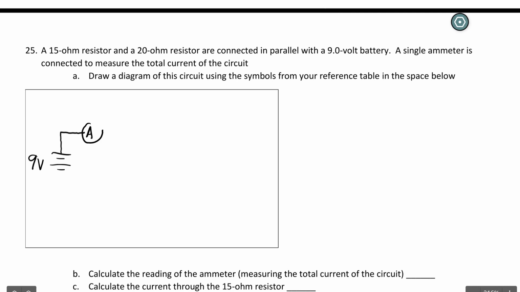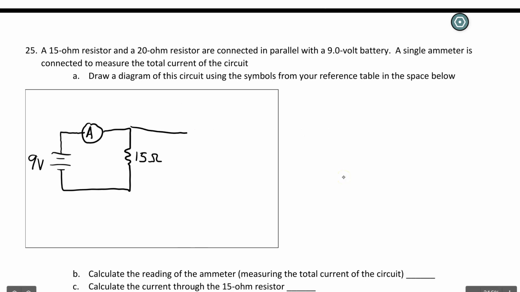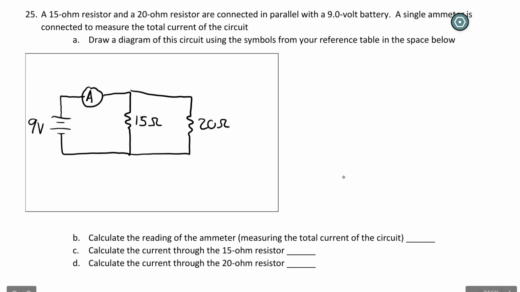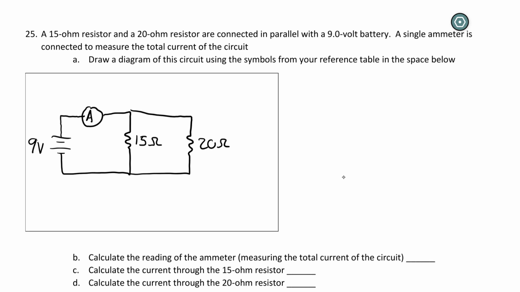So I'm going to make sure that the ammeter's in the branch with the battery. And then we're going to split off into a 15 ohm resistor. There's our 15 ohm resistor and a 20 ohm resistor. Okay. Now part B: calculate the reading of the ammeter measuring the total current of the circuit. Looks like we're going to have to find the equivalent resistance first.